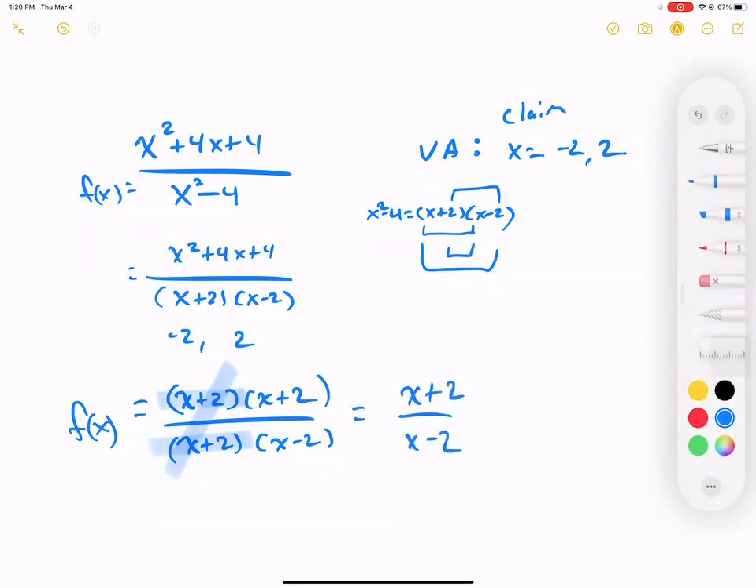Which of these is easier to graph? The original, x squared plus 4x plus 4 divided by x squared minus 4, or this one over here? Well, I would claim that the second one, the simplified version, would be easier to graph.